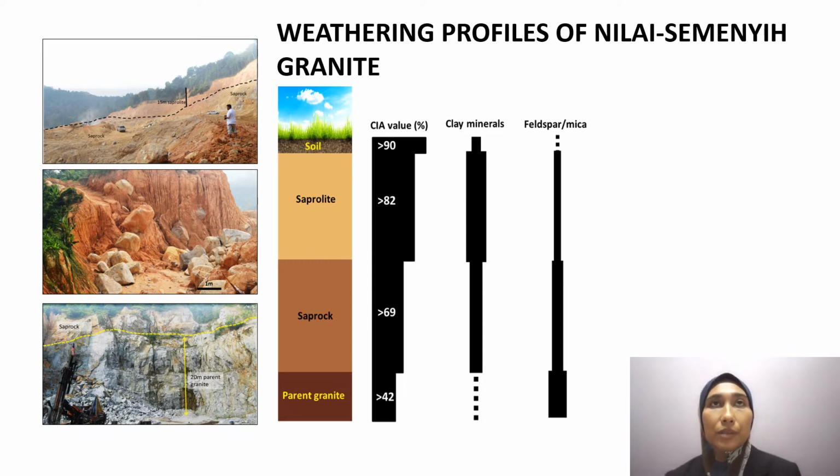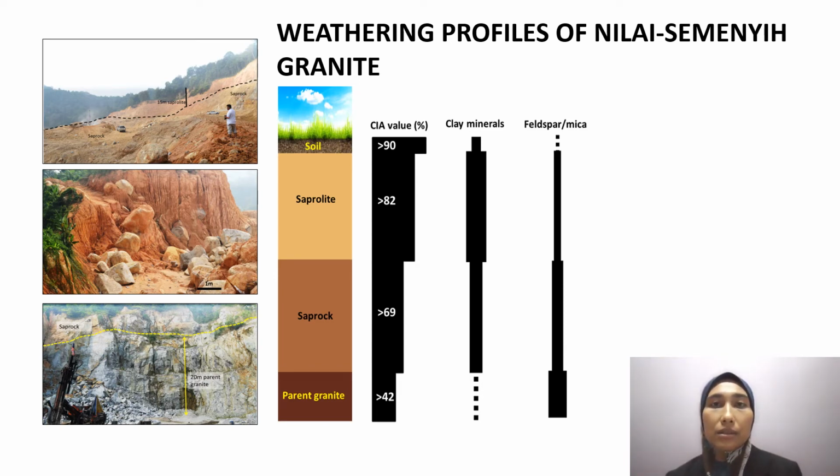The result from the fieldwork observations: the weathering profile of Nilai Semenyih granite contains 4 different types of layers. The bottom is the parent granite, where the CIA value is around 40 to 42%.